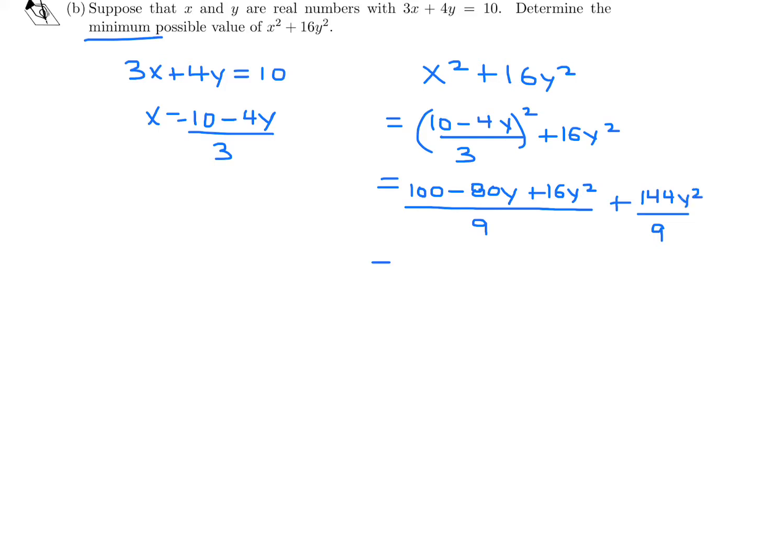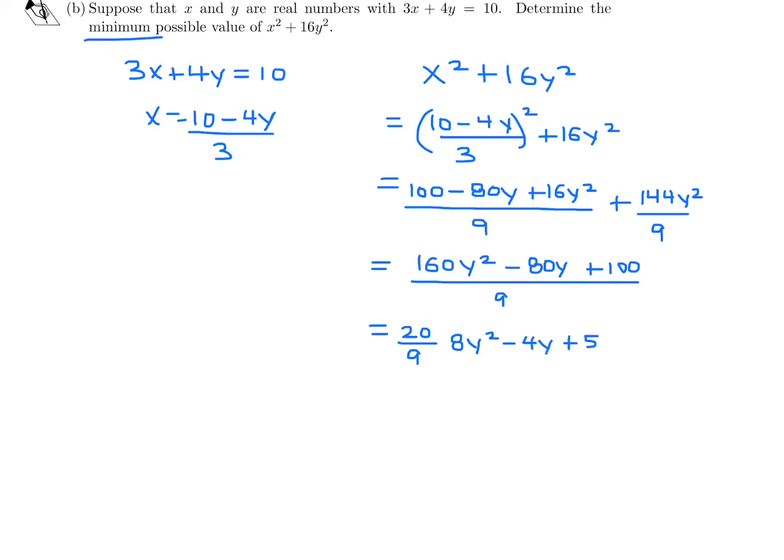Okay, let's combine these now. So that's going to be 160y squared minus 80y plus 100, over 9. I think I can factor out a 20 here. And when I do, I get 20 over 9, and that leaves me with 8y squared minus 4y plus 5.